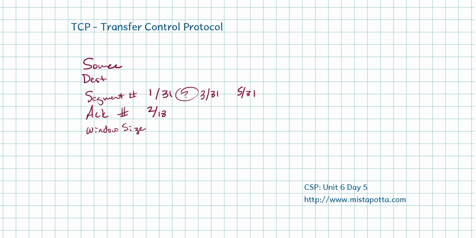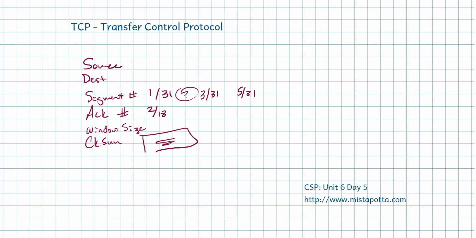Now, there's also going to be a window size. In other words, how big of a packet of data can I accept at one point? Because maybe my router is slower, or maybe I'm on a souped up internet and I can accept larger packets. And then, of course, this transfer control protocol also has the checksum. So if any of these values don't pan out, then we know that this is a bad packet.